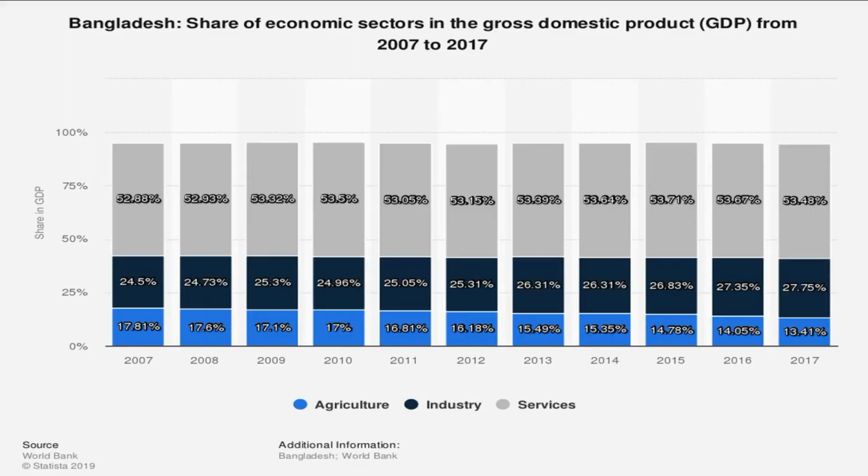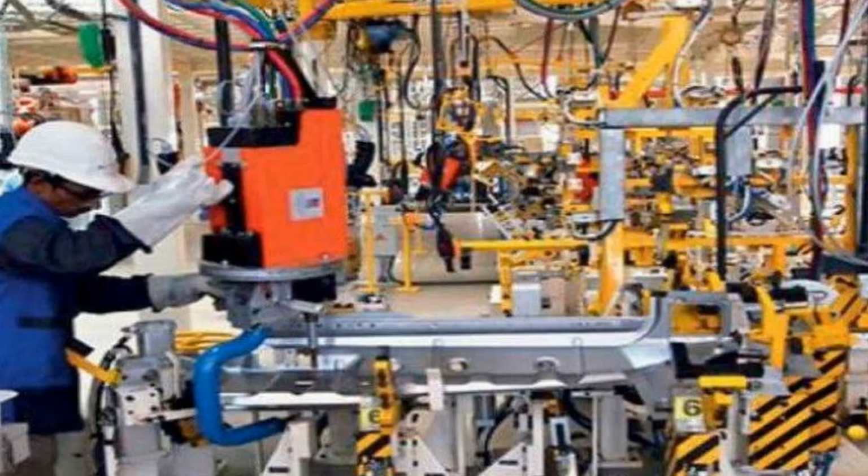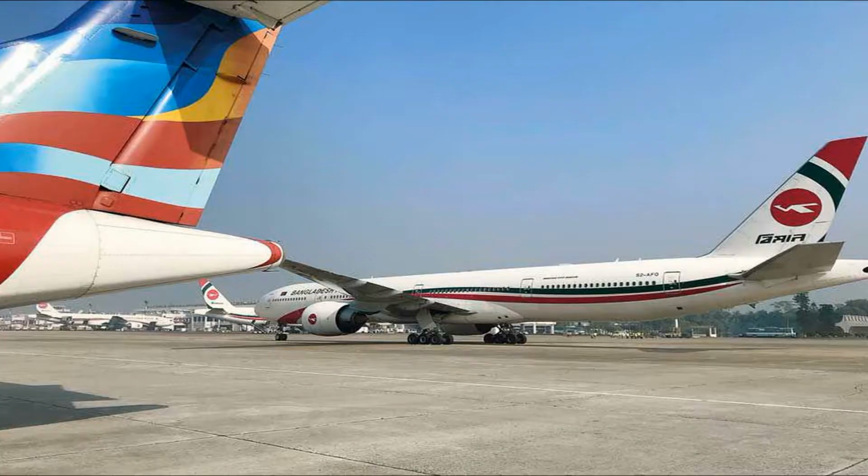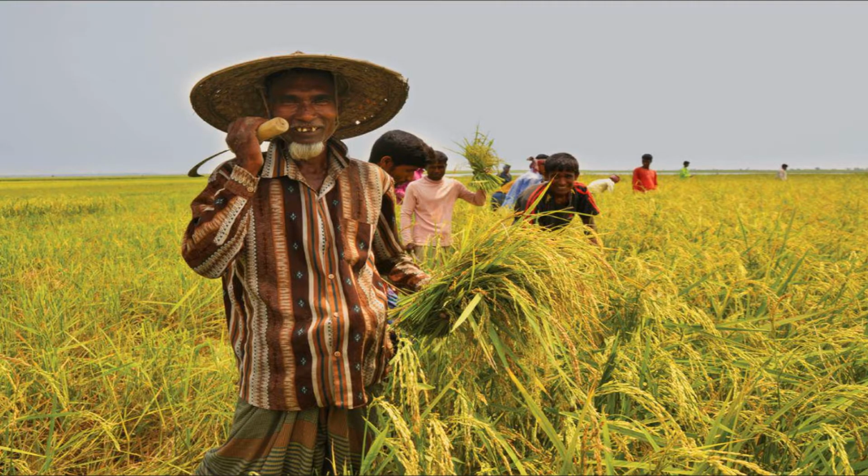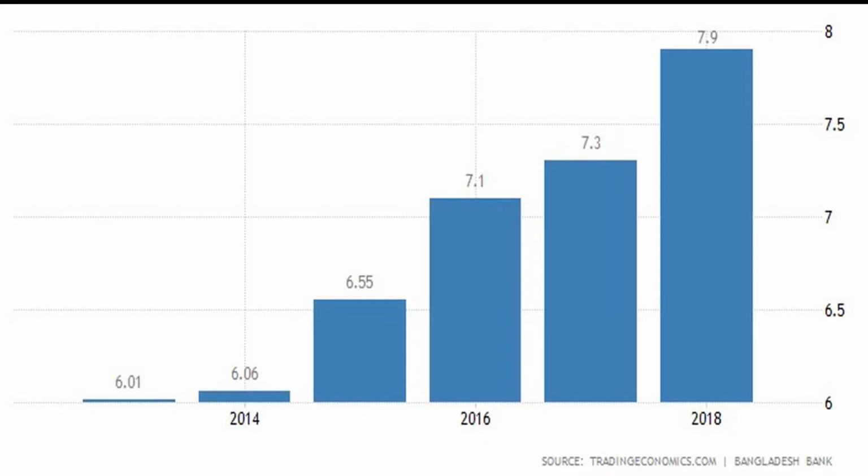Next, I will explain the economic sector in Bangladesh. According to the statistics, which show the share of the economic sector in the gross domestic product in Bangladesh from 2007 until 2017, the most important sector of the Bangladesh economy is dominated by services, followed by the industry sector and the agriculture sector. GDP of Bangladesh grew 7.9% in 2019. Compared to last year, this rate is a third of 1% higher than the figure of 7.6% published in 2017.